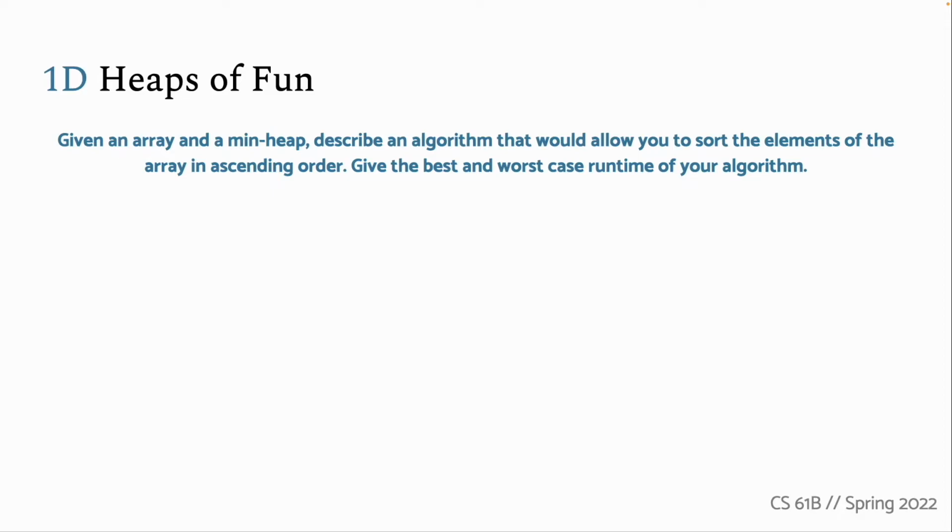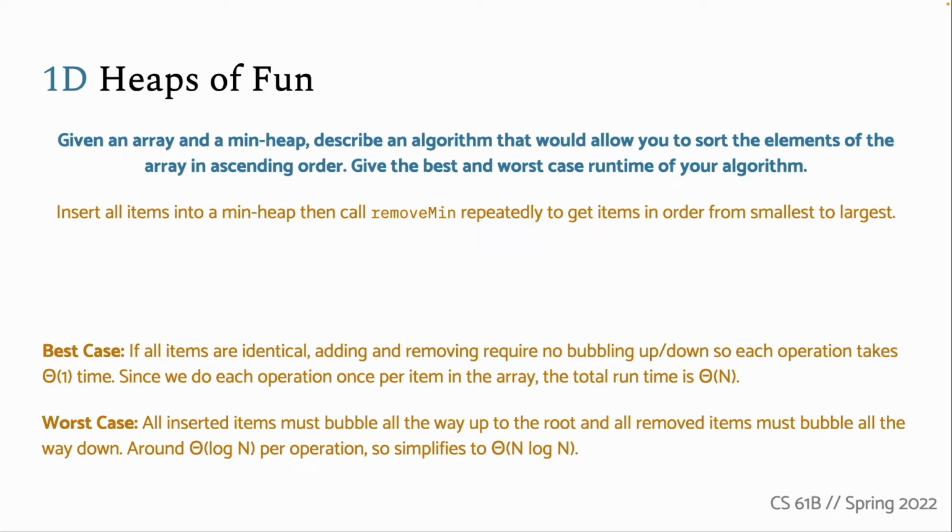Here's another one. So given an array and a min heap, try to describe an algorithm that will allow you to sort the elements of the array in ascending order and then give the best and worst case runtime of your algorithm. I'll give you a chance to think about it. Okay, let's go over it together. So in this case, all you have to do is insert all of your items into the min heap and then call remove min repeatedly to get the items in order from smallest to largest.